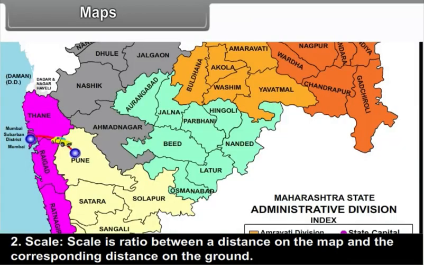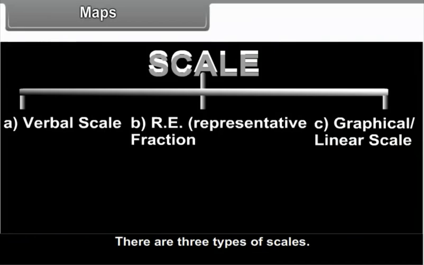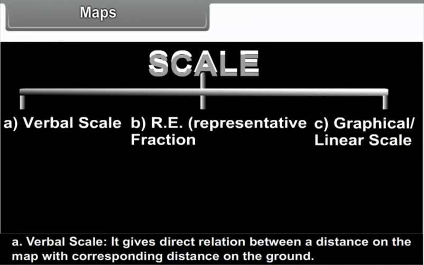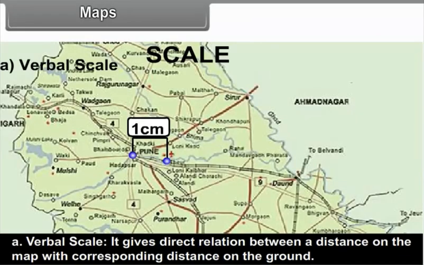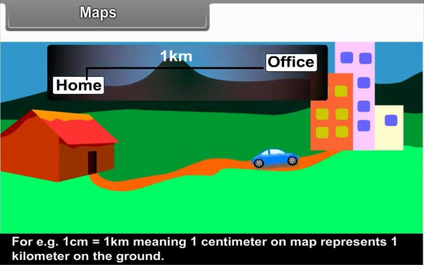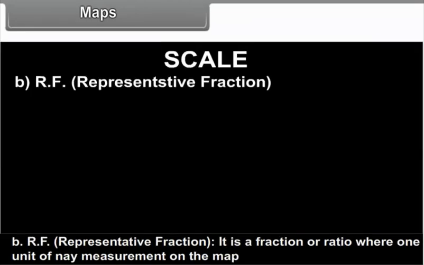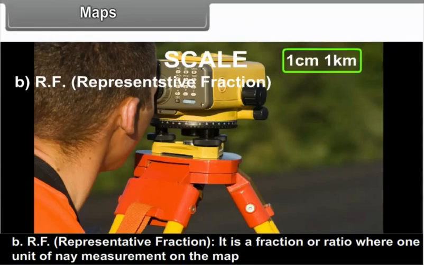Scale. Scale is a ratio between a distance on the map and the corresponding distance on the ground. There are 3 types of scales. A. Verbal scale. It gives a direct relation between a distance on the map with the corresponding distance on the ground. For example, 1 centimeter is equal to 1 kilometer, meaning 1 centimeter on the map represents 1 kilometer on the ground. B. RF, representative fraction.